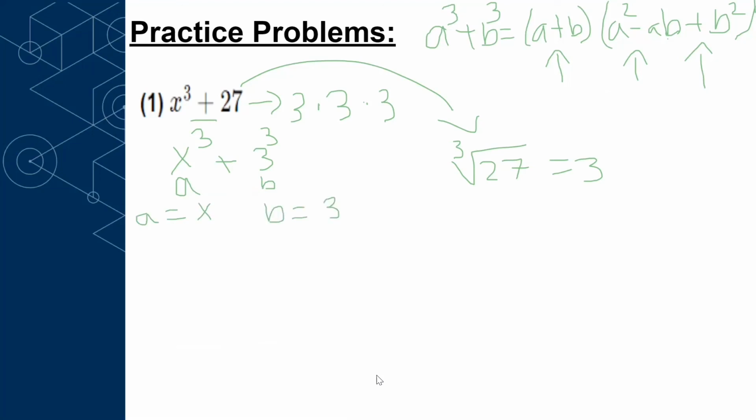The power is not included in the formula. So please do not take 3 to the third power as your b or x to the third power as your a. So now I'm just going to use the formula. The first part is a plus b, so it's going to be x plus 3. And then a squared, which is x squared.